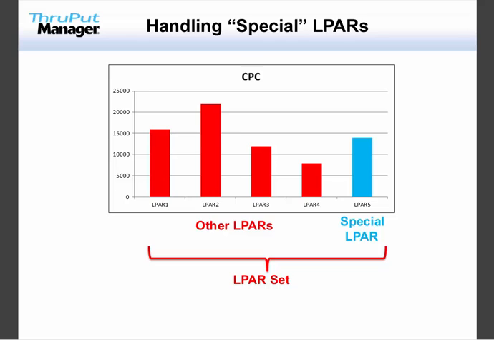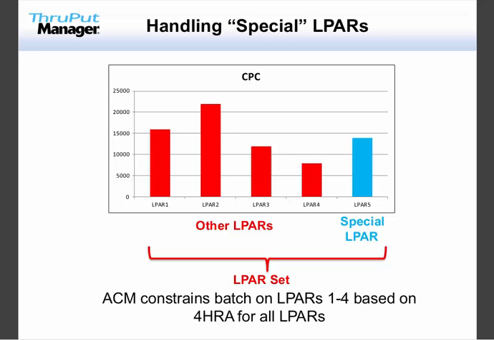By implementing an LPAR set, as you see here, ACM on the other LPARs can reduce batch workload demand in reaction to the overall 4R rolling average, all without affecting the special LPAR. If desired, an LPAR group comprised of just the other non-special LPARs could be added. These examples should give you some ideas about how ACM could help your installation manage its 4R rolling average and reduce MLC charges. John?